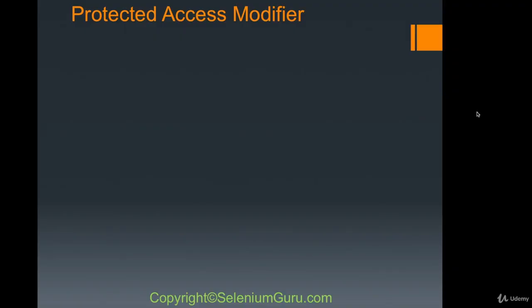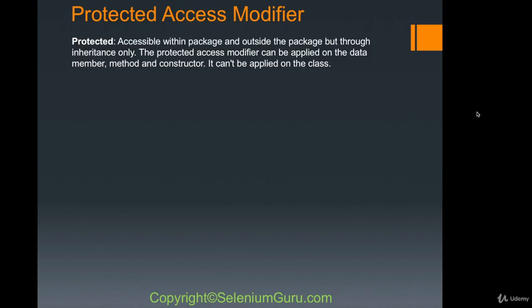In this lecture, we're going to learn about the protected access modifier. So what is the protected access modifier? The protected access modifier is accessible within the package and outside the package, but through inheritance only. It can be applied on the data member, method, and constructor. It cannot be applied on the class.